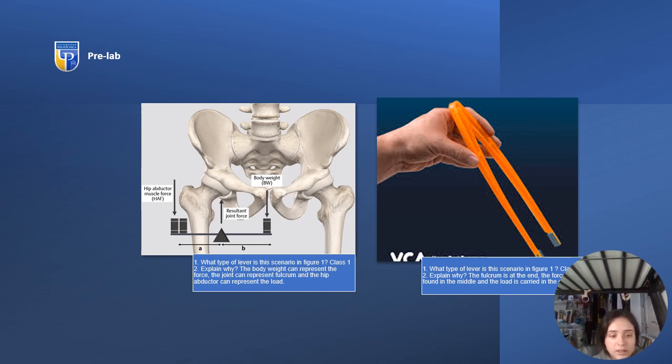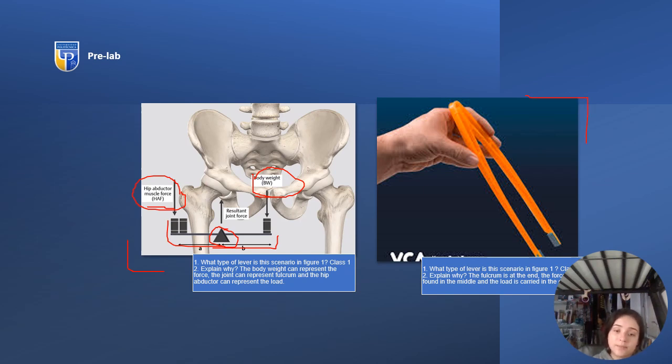Here we have other examples. Starting with this first one, we see that it's a human body, right? And so we have a hip abductor muscle force, we have a body weight, and we have a joint force. Now, to me, how the body is depicted with this little black diagram helped me decide that this is a class 1 lever. Why? Because we can identify that the body weight is the load, and so the hip abductor muscle force would be the force, and then the resultant joint force will be the fulcrum, the center of balance. So with that said, to me, this is a class 1 lever.